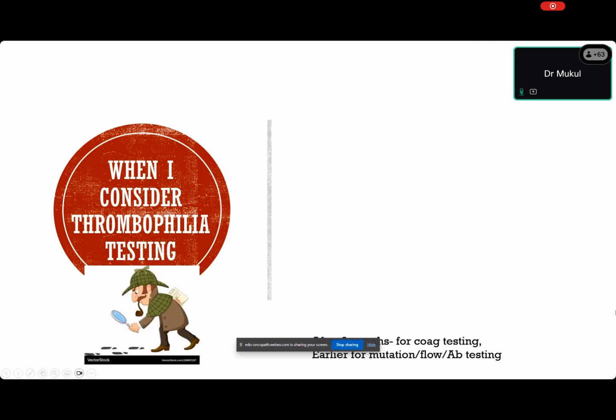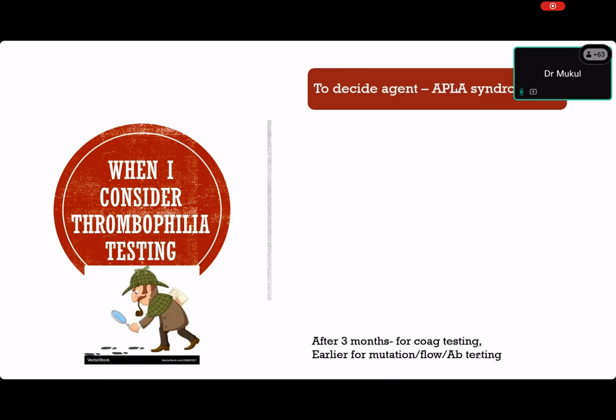Ma'am has already highlighted nicely that after 3 months you can go for population testing only, earlier with mutation-based, flow-based, or antibody-based testing. When do I consider testing when I have to decide the agent? The most important indication in such a scenario is Apla syndrome, when I have to decide whether I can give DOACs or not. If Apla syndrome is present, then warfarin analogs are my long-term treatment of choice.